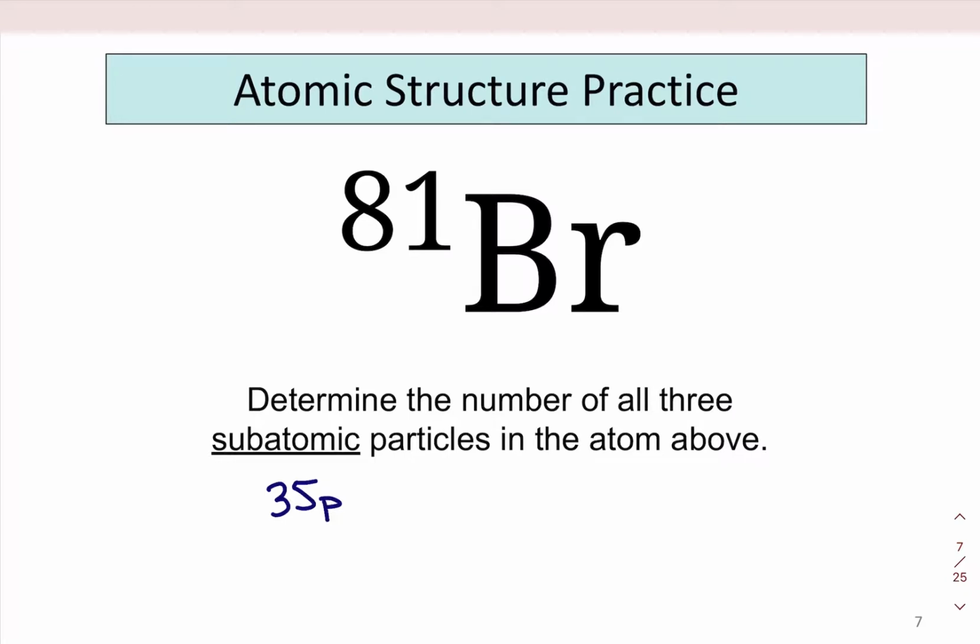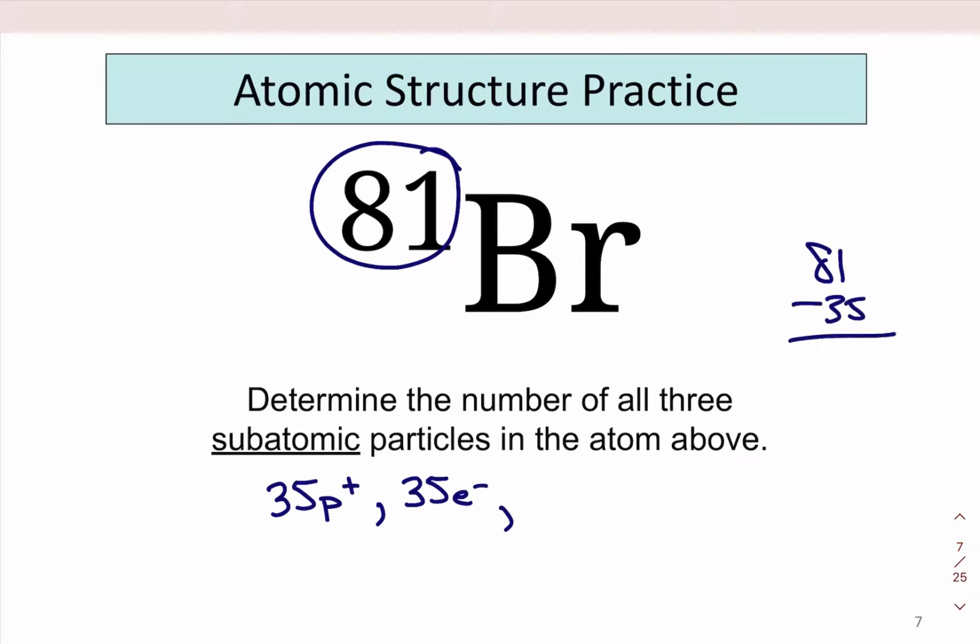Now, these are neutral atoms, and since they're neutral atoms, the protons are positive and the electrons are negative. And if it's neutral, we have to have the same number of protons as we do electrons. So that's how that works. The only one that's a little more difficult is to actually find the neutrons. But remember, this 81 right here is the sum of the protons and neutrons. So if we just subtract them off, you will get a 46.